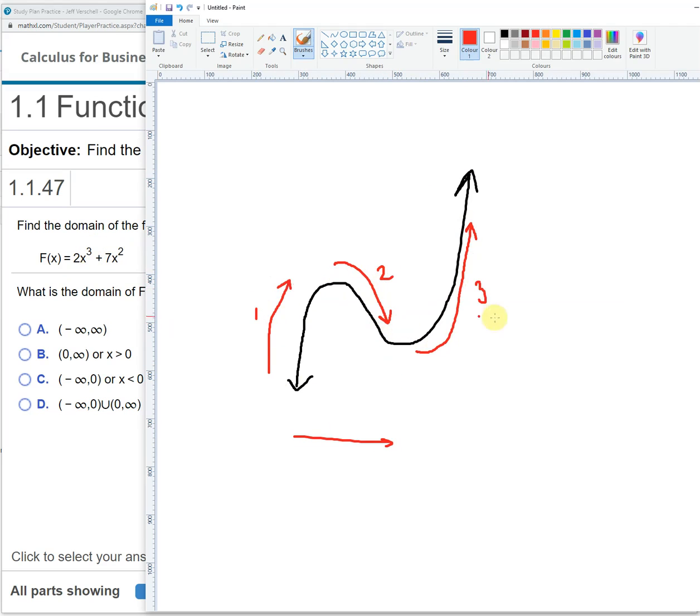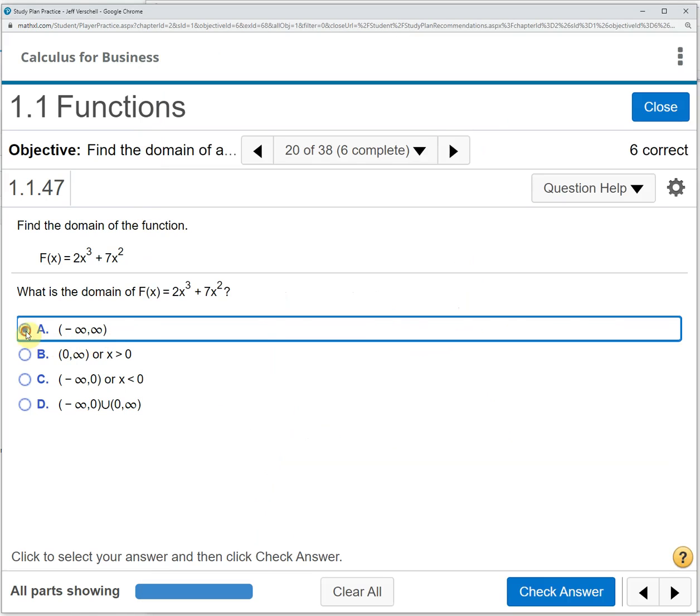Now my domain is asking how far to the left. Remember, domain just means how far to the left does this graph go and how far to the right does this graph go. And hopefully you could see that this graph will continue to go all the way to the left. It'll continue to go all the way to the right. And therefore it has a domain of negative infinity to positive infinity.